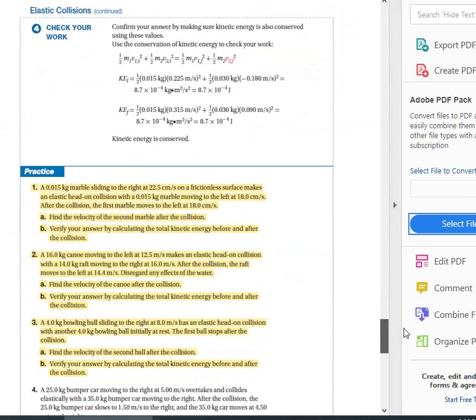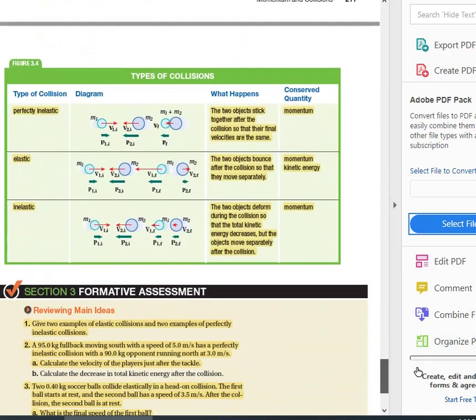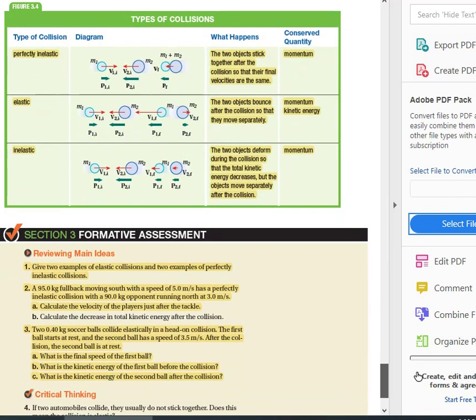Here you go, the questions that are required from you. And this picture represents one more time a summary for the whole lesson. You notice here the first one is called perfectly inelastic collision, where the objects collide and get stuck together. The conserved quantity is only momentum. Kinetic energy is not conserved.